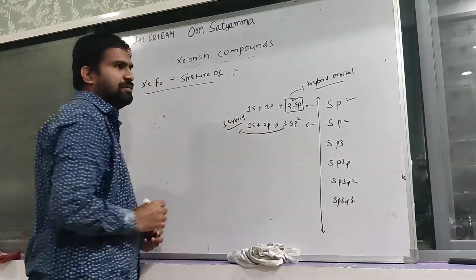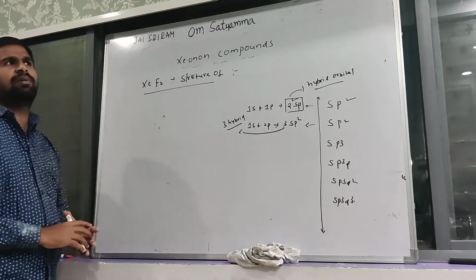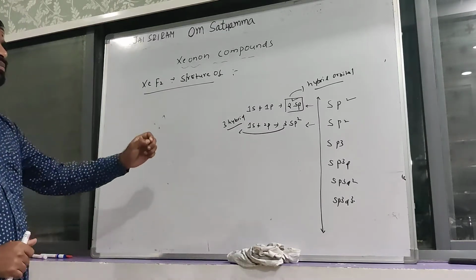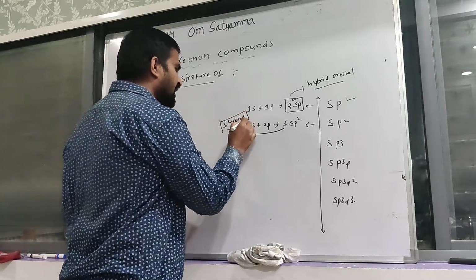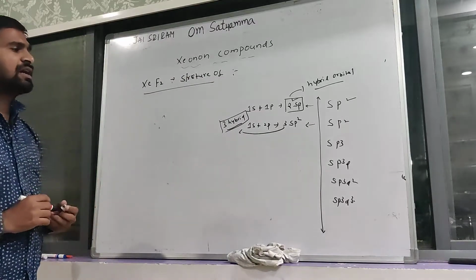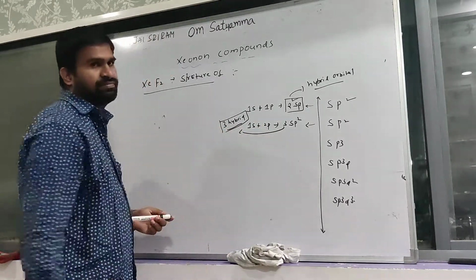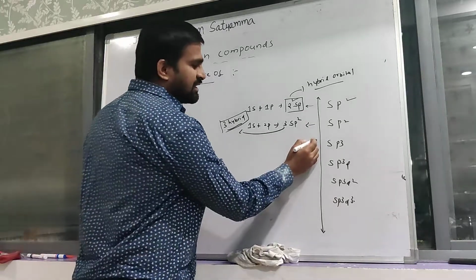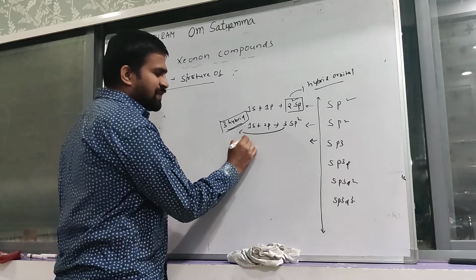If you take any chemical compound whose central atom has 3 hybrid orbitals, compulsorily that central atom undergoes sp2 hybridization. Clear? Now take sp3 hybridization.